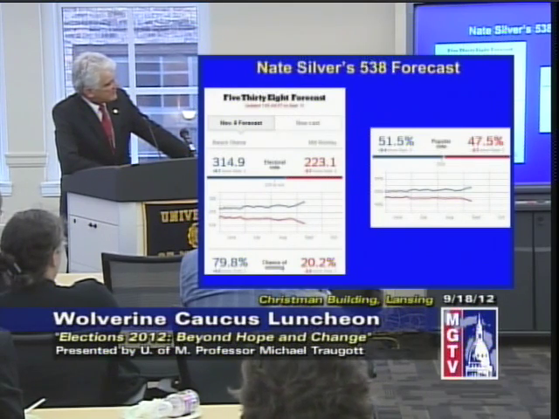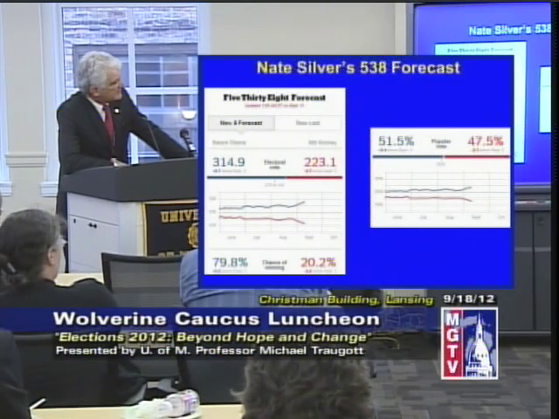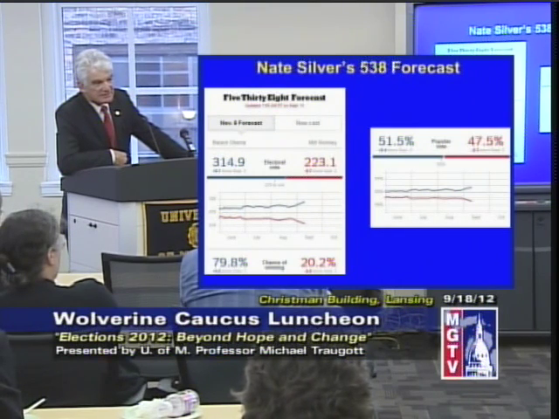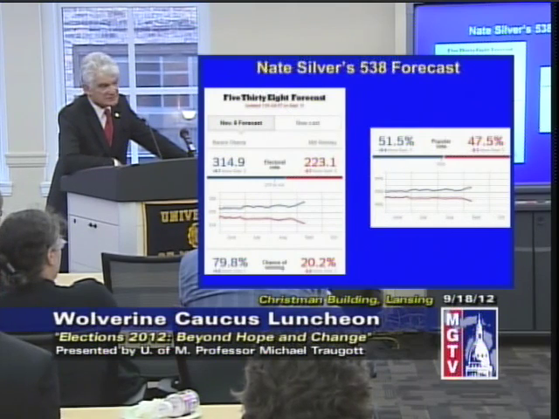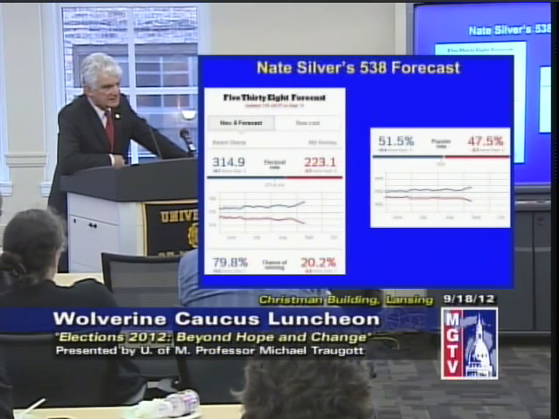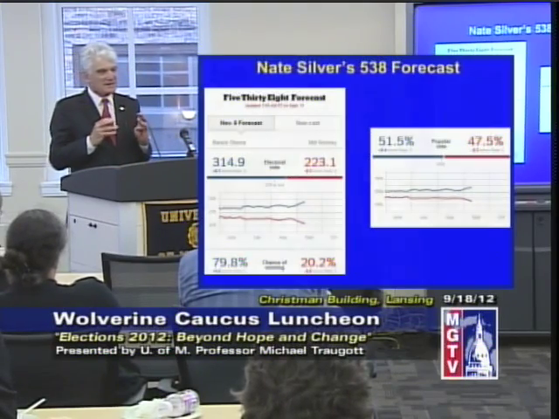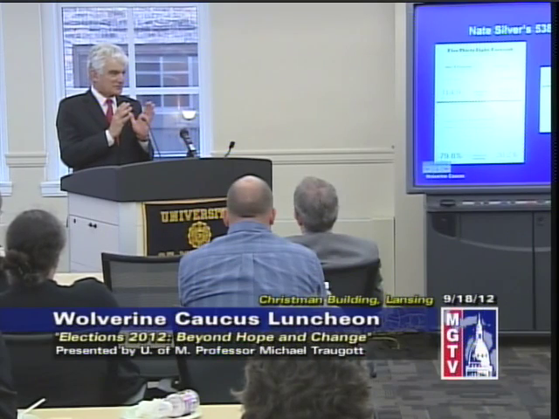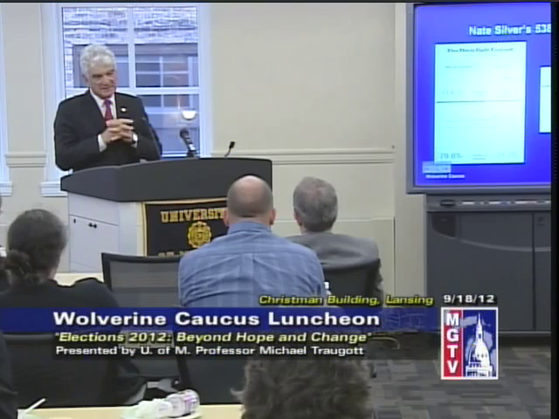And he produces a variety of estimates. This is from today. He is estimating that Barack Obama is going to win 315 electoral votes with 51.5% of the popular vote. And he's assigning a 79.8% probability that he will win. So now you're probably wondering, why do all of these models say that the election is going to be so close, but Barack Obama has such a relatively high probability of winning?